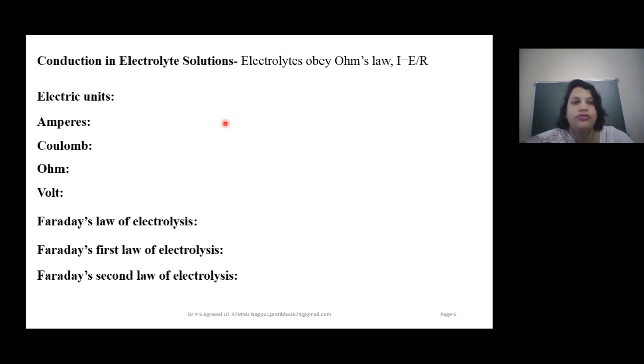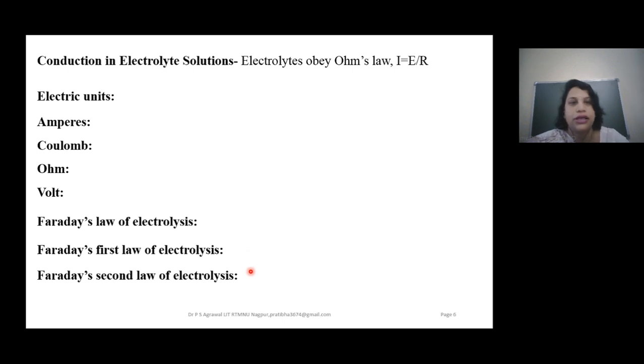Volt is a unit of EMF, electromotive force. It is the difference in electrical potential required to send a current of 1 ampere through a resistance of 1 ohm. Then Faraday put forward three laws. Faraday's laws of electrolysis: there are two laws. The first law of electrolysis states that the amount of a given product liberated at an electrode during electrolysis is directly proportional to the quantity of electricity passed.